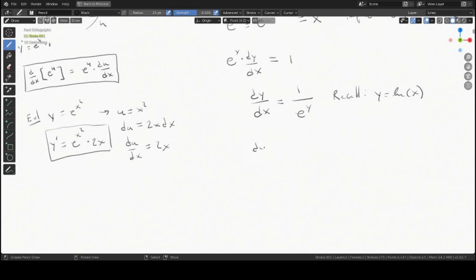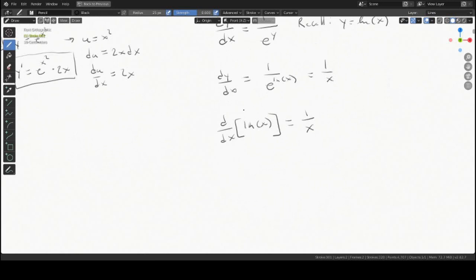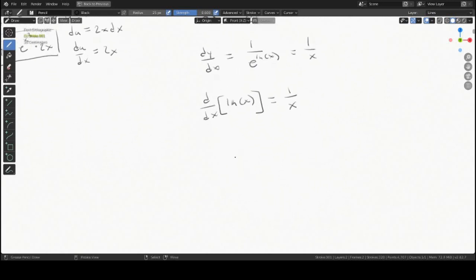Therefore, dy over dx, or y prime, whatever you want to call it, is equal to 1 over e to the natural log of x, which is equal to 1 over x. So put it this way, d over dx of the natural log of x is equal to 1 over x. And this is one that we'll need to memorize, but I'm going to go ahead and put it in a general form like I did the last one.